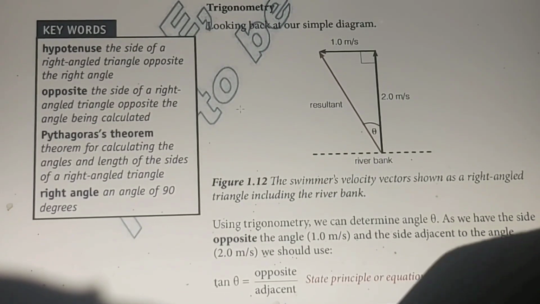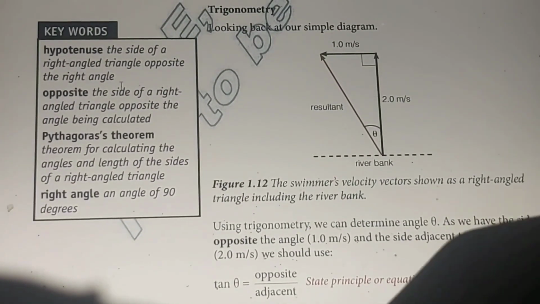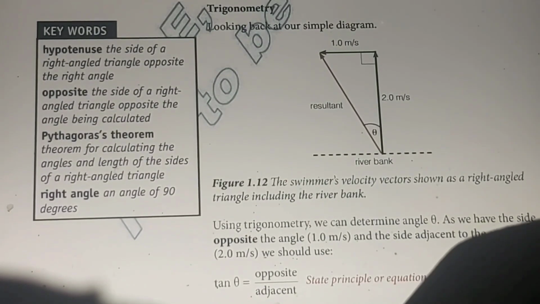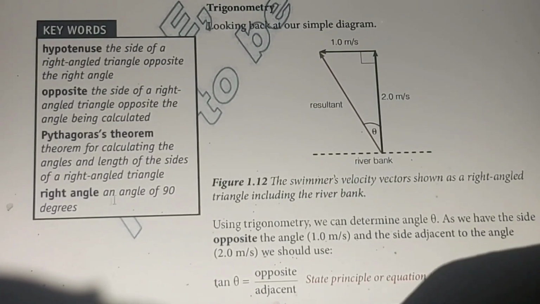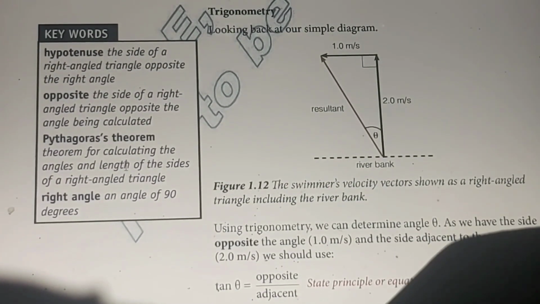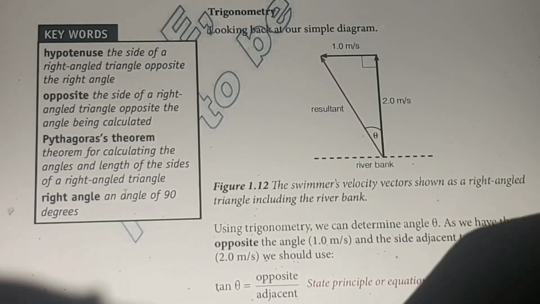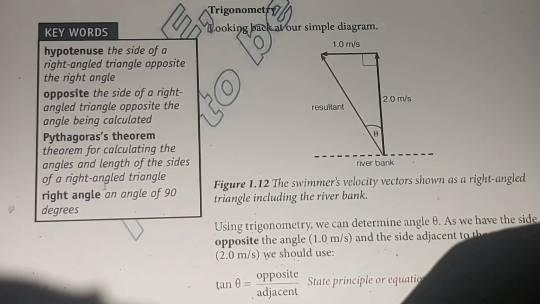Okay, but here what is the hypotenuse, what is the opposite? Okay, right angle means 90 degrees. When two vectors come together and make 90 degrees, then they are called a right angle.